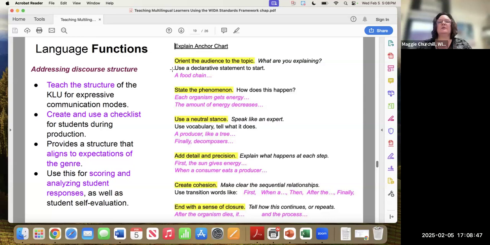Scientific explanations are very strict. We don't give an opinion. I don't want to know how you feel. Let's just talk about the content, right? What are you explaining? Oh, I'm explaining a food chain. Okay, great. So here's how you start.